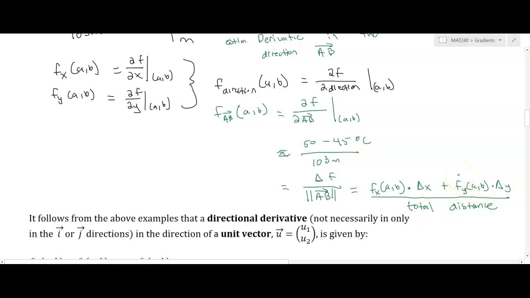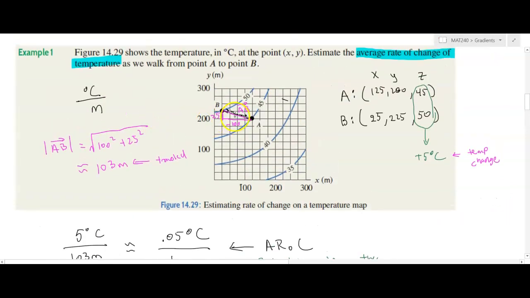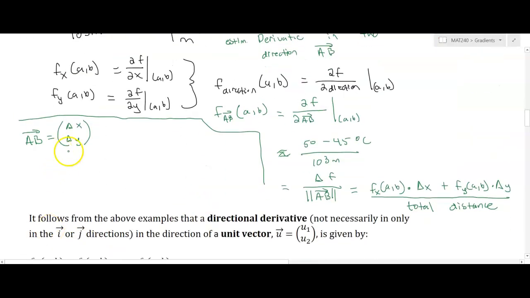Okay, great. So I'm running out of space here, so I'm going to move over to this side, and let's continue building this out. The total distance is really, and AB, the vector AB, contains the change in x and the change in y. And we already estimated that. We described that to be negative 100 and positive 25 for the two components of the AB vector.